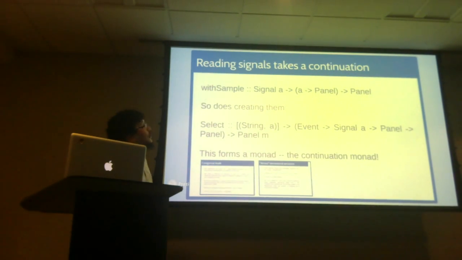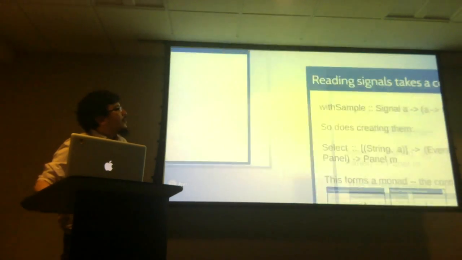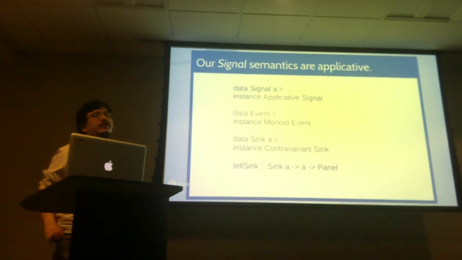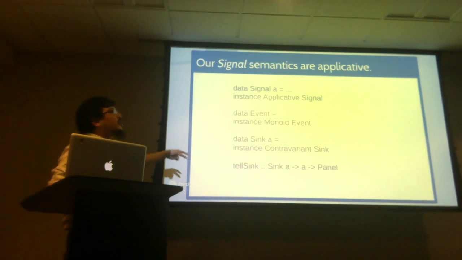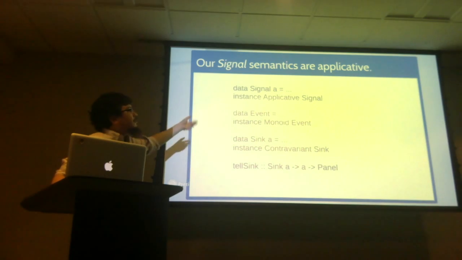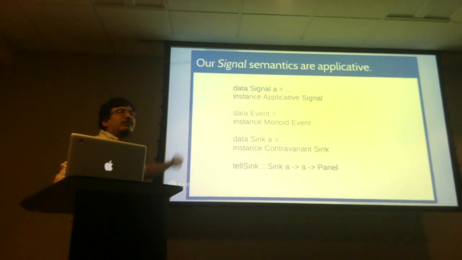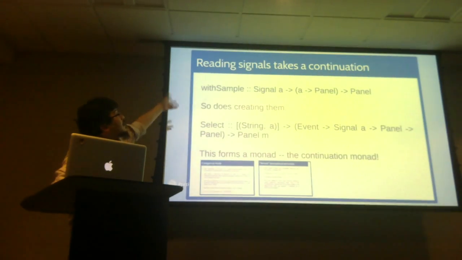So reading signals now takes a continuation. What I like about this is none of this is artificial. It's not like I said, oh, it must be this type, and you know what a cool type class is? Applicative, and then I made this thing applicative. You just write this out, and you naturally see a structure where you have monoids, you have applicatives, you have contravariant functors, and you have these continuations.